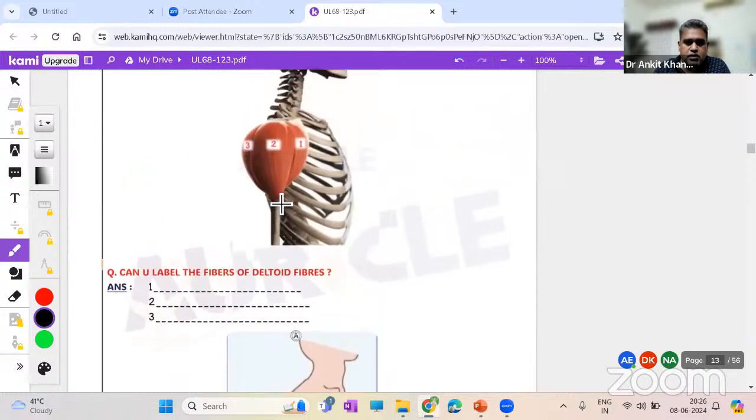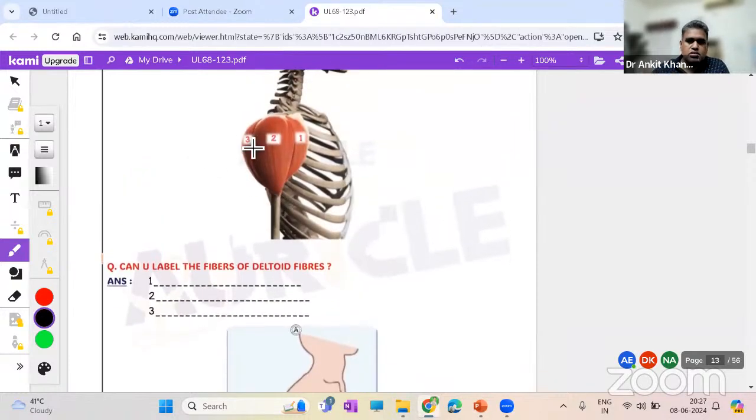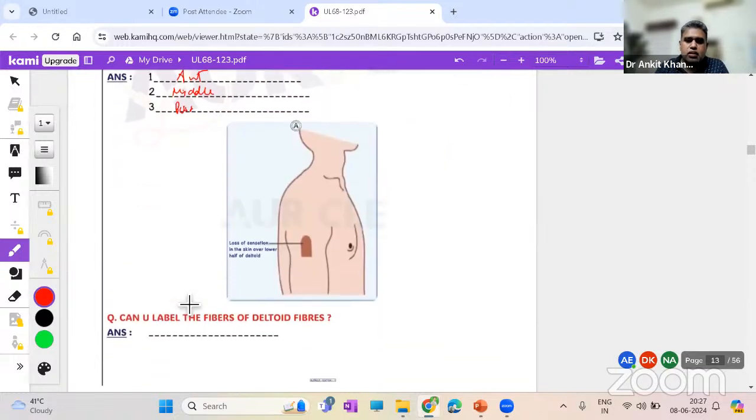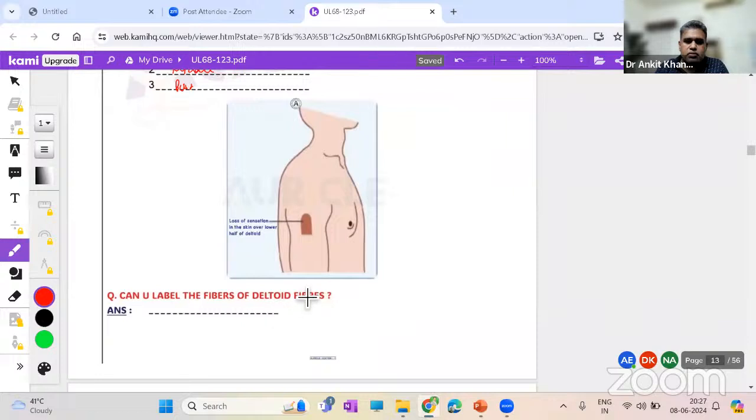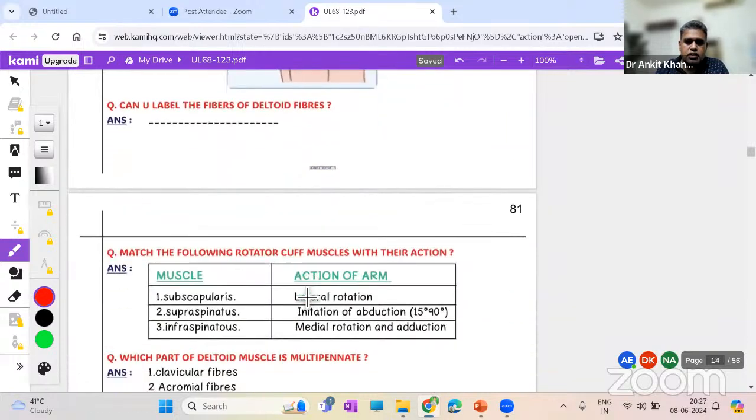Can you label the fibers of deltoid muscle 1, 2, 3? Just see in this image, this question can come. One obviously is moving anteriorly. So one is the anterior fibers, 2 are the middle fibers, and 3 are the posterior fibers. Simple. Then, loss of sensation over here.